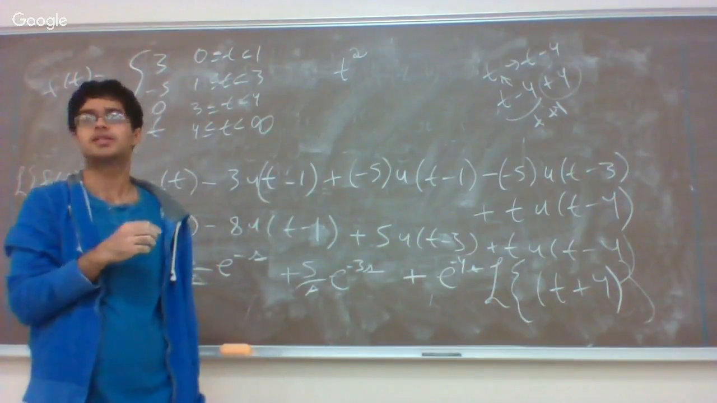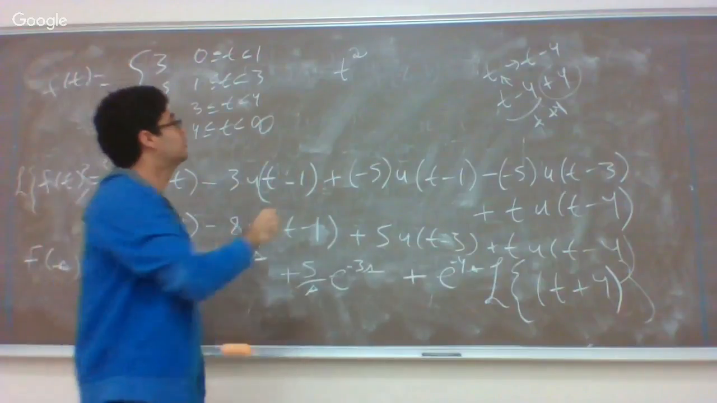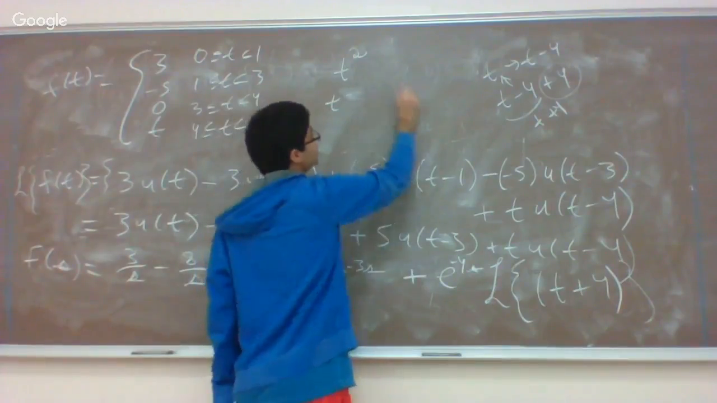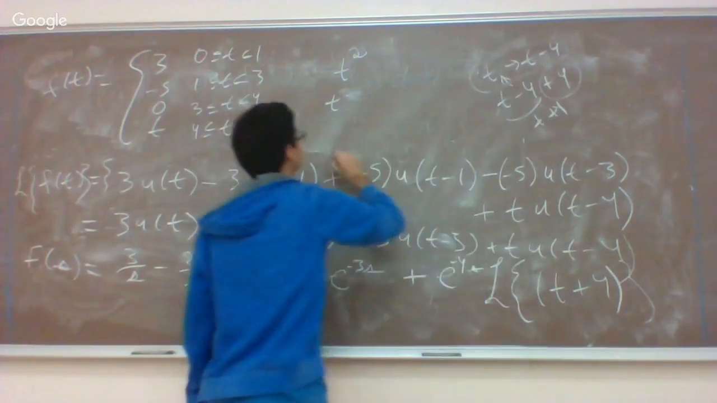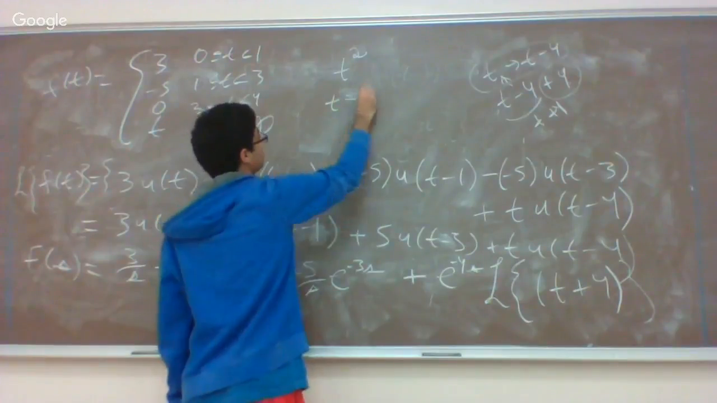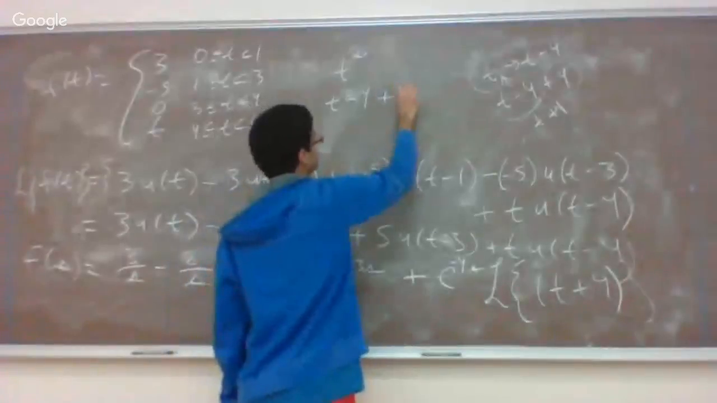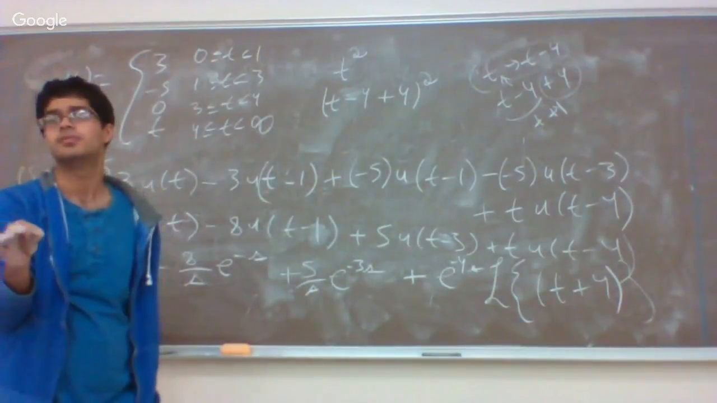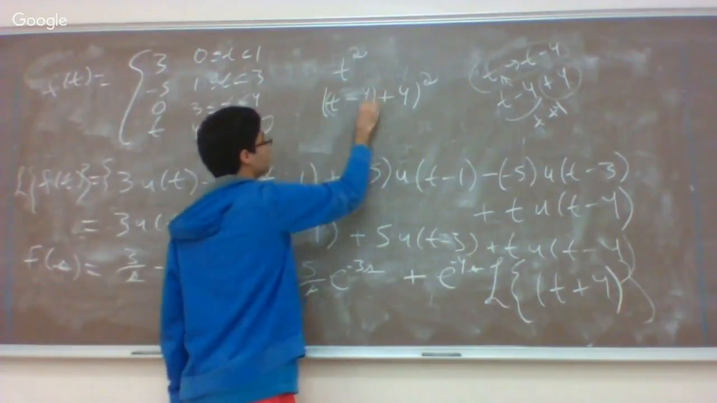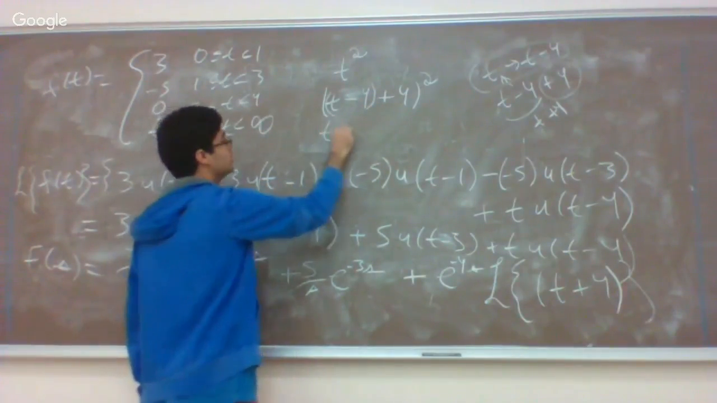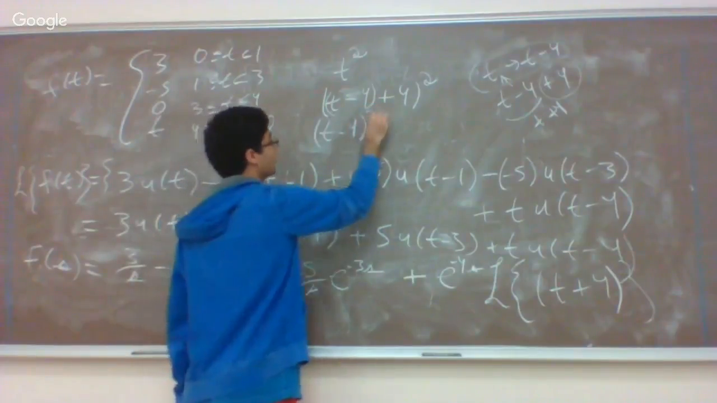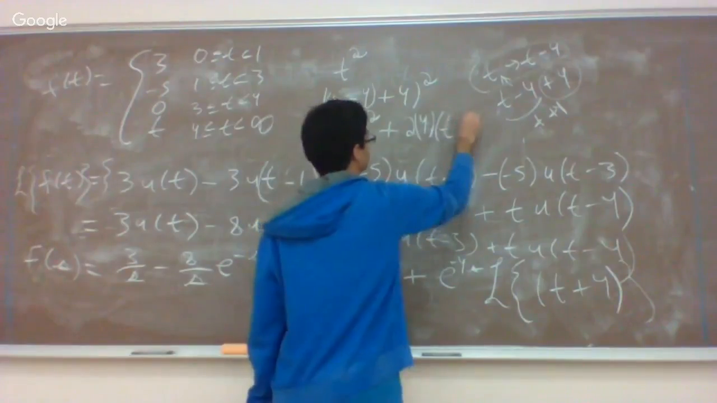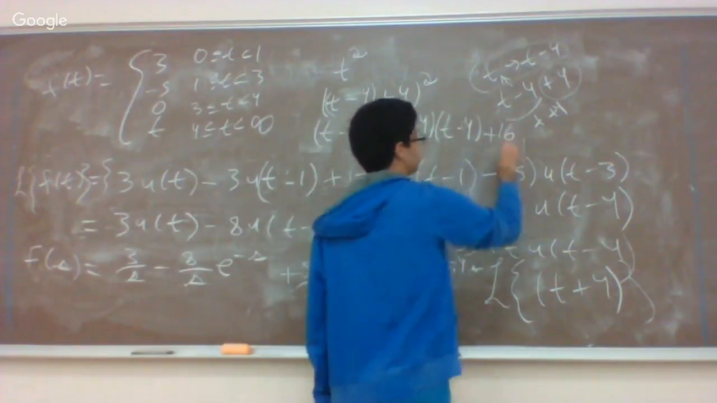Okay, that doesn't easily translate into something. T squared will be that, right? So then I will do t minus 4 plus 4 quantity squared. Okay. I treat t minus 4 as one portion, so then it's t minus 4 quantity squared plus 2 times 4 times t minus 4 plus 16.